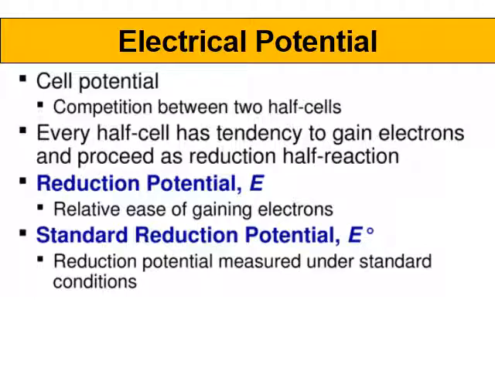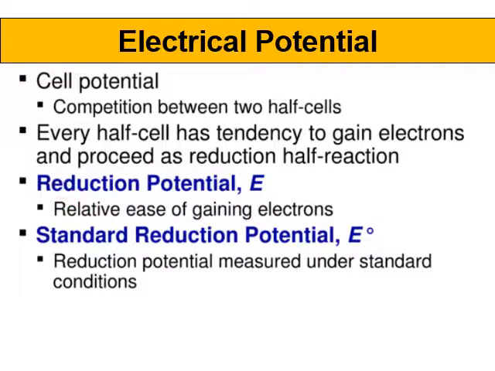Okay, so next, cell potential is a competition that actually happens between two half cells: which one has the higher potential, which one has the lower potential. Every half cell has a tendency to gain electrons and proceed as a reduction half reaction. So between the electrolytic or voltaic cell, one should undergo reduction, and the other would undergo oxidation based on their potential. That's why the electrical potential is based on reduction.